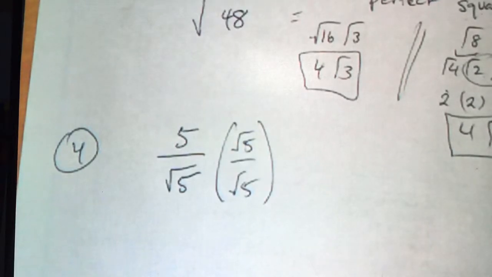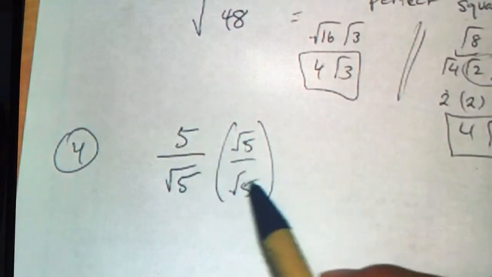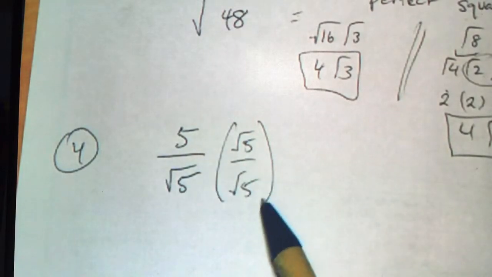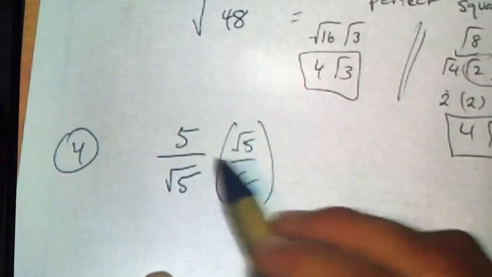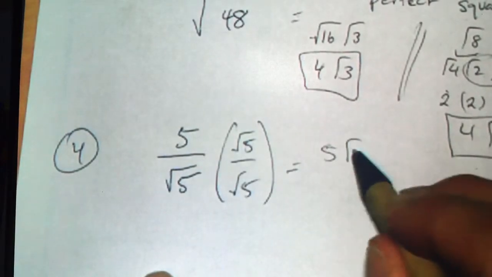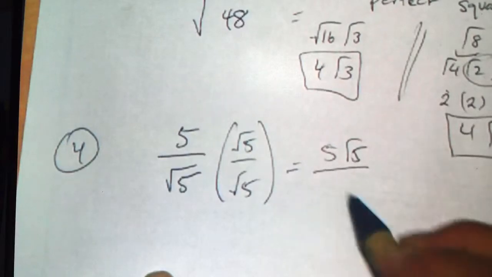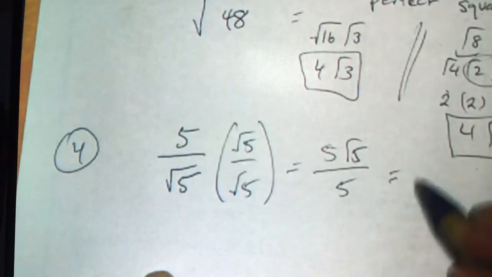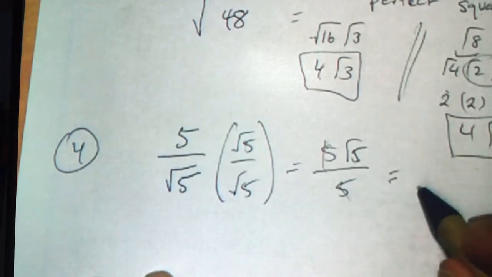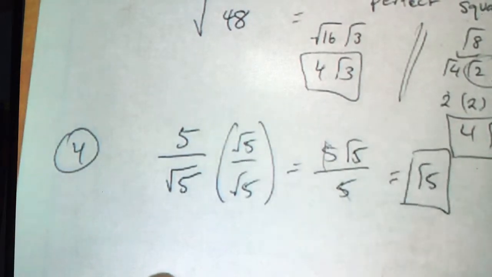And that means we're not actually changing anything, but we are changing the way it looks. And here's why. Because root 5 times 5 root 5 is on the top. And root 5 times root 5 is a double, so it's equal to 5. And then we've got a fraction. The 5 divided by 5 is equal to 1. And we end up with root 5 as our answer.